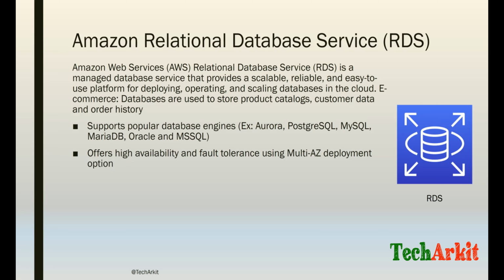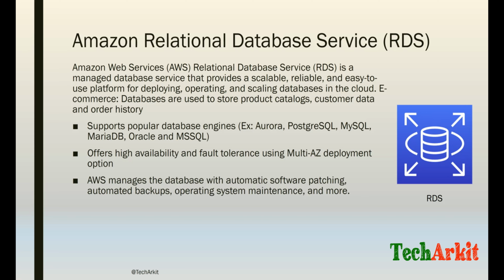It offers availability and fault tolerance using multi-availability zone deployments. Say that one availability zone goes down, then the database is automatically replicated to the secondary availability zone, and the database would be available continuously without any operation. So if any fault occurs, fault tolerance will be there for these RDS services. AWS manages the database with automatic software patching, so you don't need to bother about what patching levels you have and all.